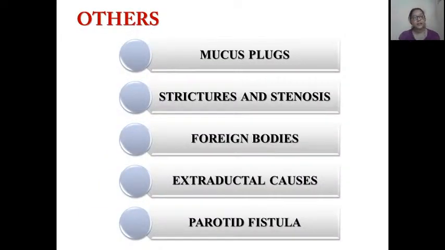Various other things that cause these obstructive disorders are mucus plugs. Any mucus plugs which don't allow the saliva to pass out freely through the duct can cause obstructive disorders. Various strictures or stenosis within the duct. Various foreign bodies, sometimes a fish bone or sometimes small wheat sticks, can cause foreign body obstruction. Various extraductal causes and various parotid fistulas, which usually arise from the parotid gland. All this causes the obstructive disorders.